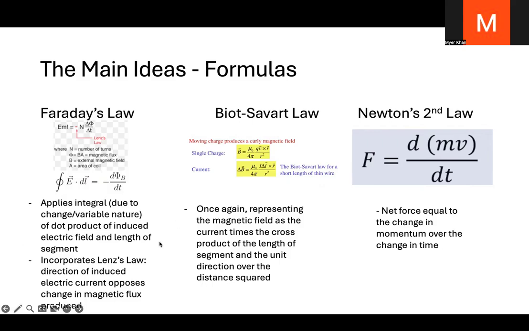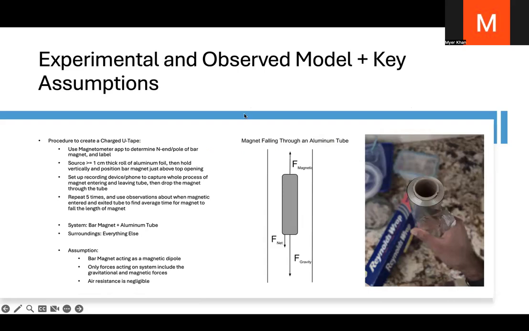So these two are used later in our computational model, and then Newton's second law, the net force equals the change in momentum over change in time, and that's how we looked at the forces in play. And so going into that, we basically assumed that our net force was going to be mainly downward because the magnet was falling through, and the interactions assumed were the magnetic force and the gravitational force.